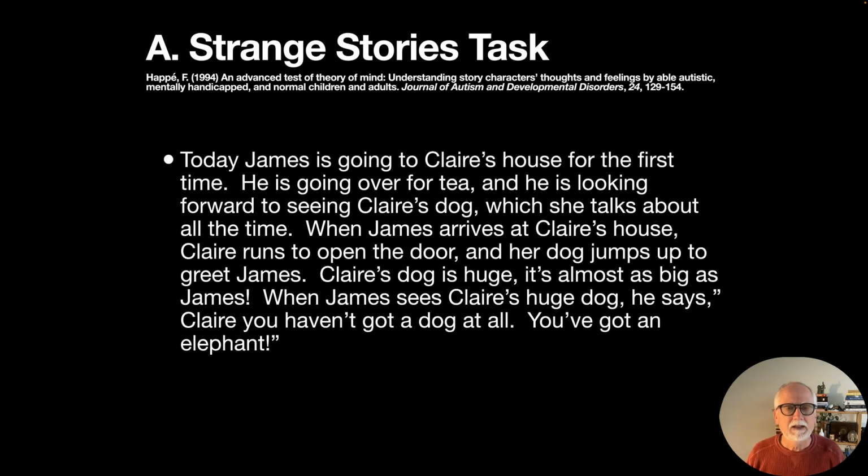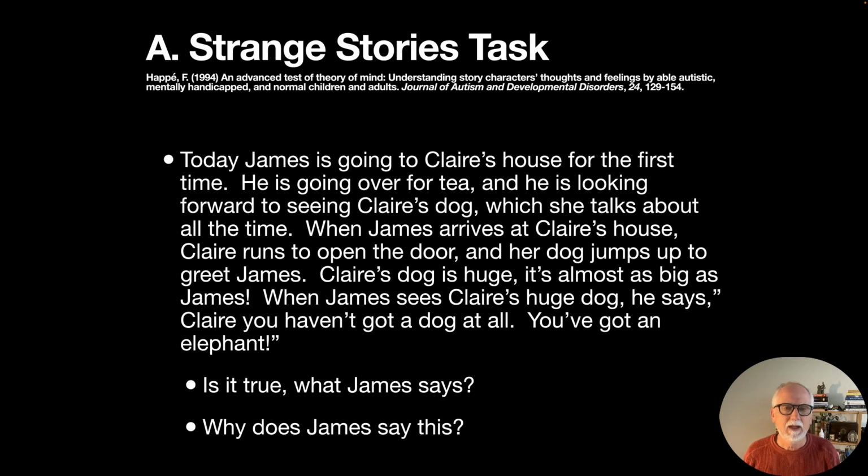And what you do is you get different stories like this. Here's an example. Today, James is going to Claire's house for the first time. He's going over for tea, and he's looking forward to seeing Claire's dog, which she talks about all the time. When James arrives at Claire's house, Claire runs to open the door, and her dog jumps up to greet James. Claire's dog is huge. It's almost as big as James. When James sees Claire's huge dog, he says, "Claire, you haven't got a dog at all. You've got an elephant." All right, so that's the story. Then the question after you've heard that story is, is it true what James says?